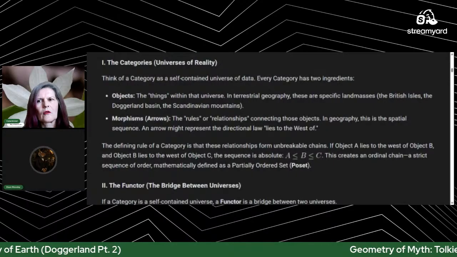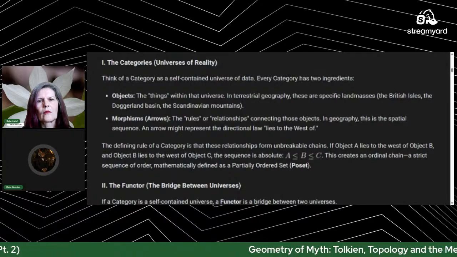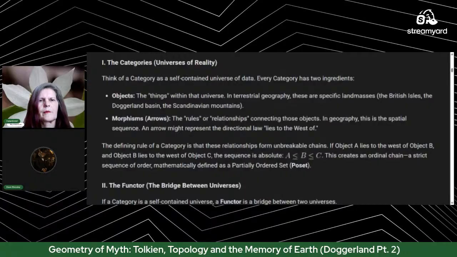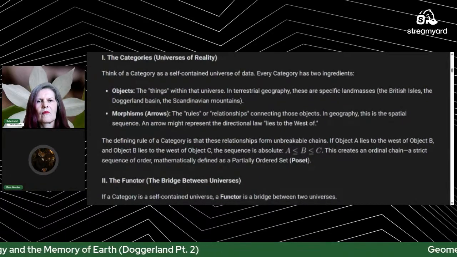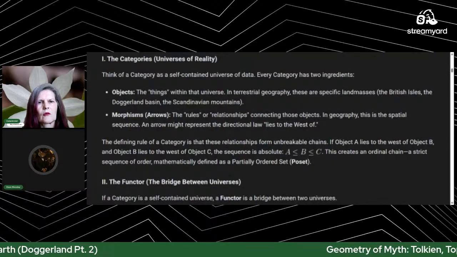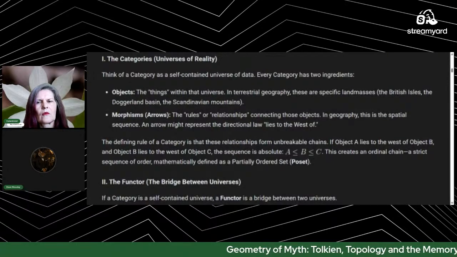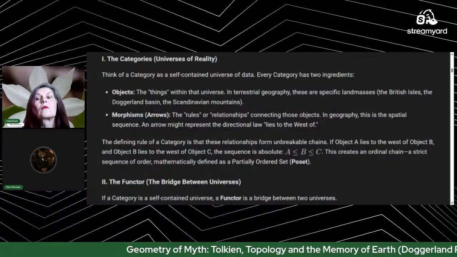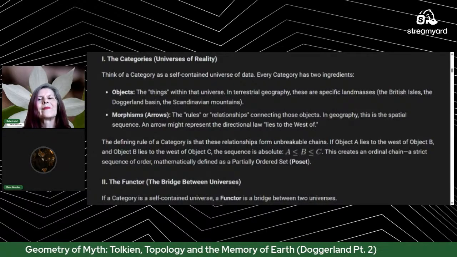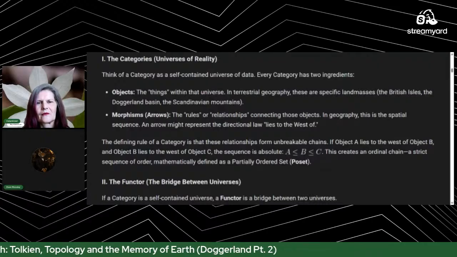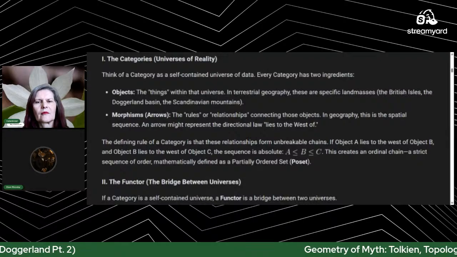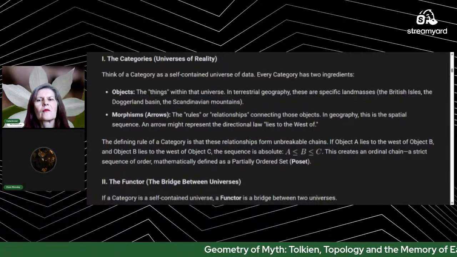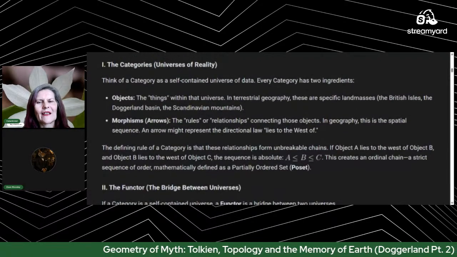In geography, this is a spatial sequence. The arrow might represent the directional law "lies west of." So the defining rule of a category is that these relationships form unbreakable chains. If object A lies to the west of object B, and object B lies to the west of object C, the sequence is absolute. So you have A west of B, west of C. This creates an ordinal chain, a strict sequence of order mathematically defined as a partially ordered set, which they abbreviate as poset.